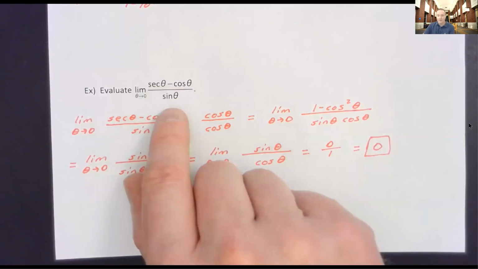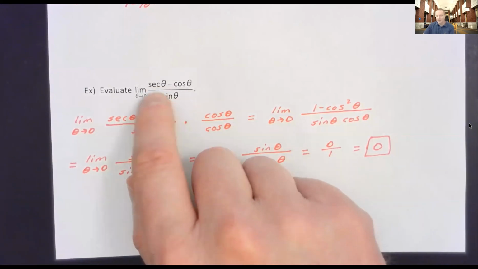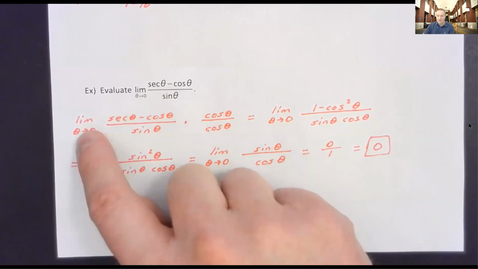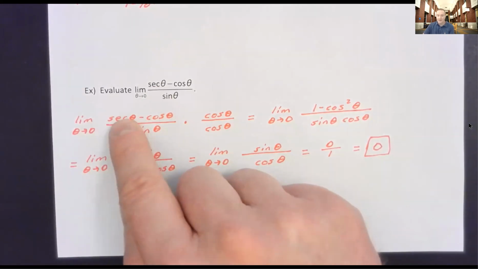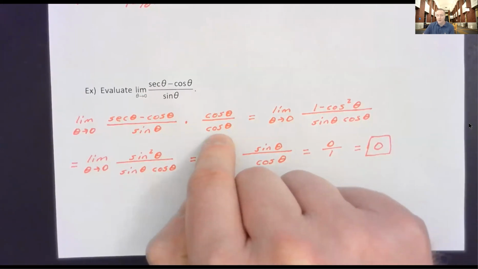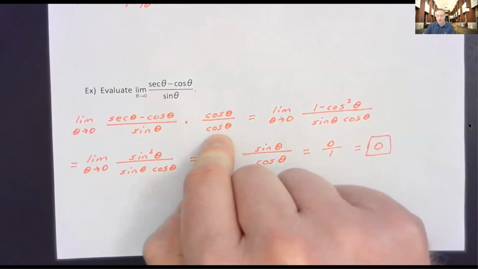And then I have minus cosine over sine. So I'm thinking of this as a complex fraction. The secant is creating a fraction within this fraction. So I'm thinking, well, it would be better if I didn't have that 1 over cosine in there. So let's take this expression, get rid of that secant by multiplying by cosine in the numerator. And if we do that, we also have to multiply by cosine in the denominator.